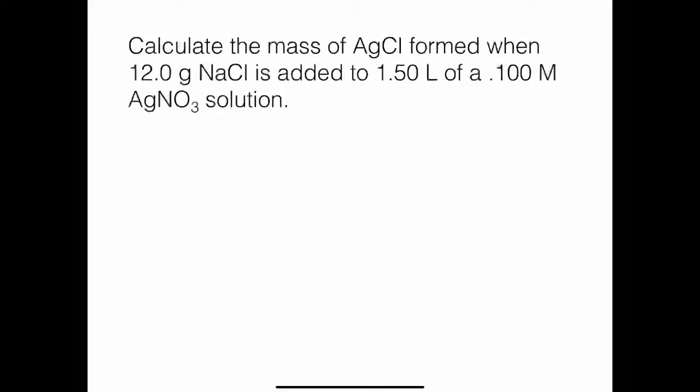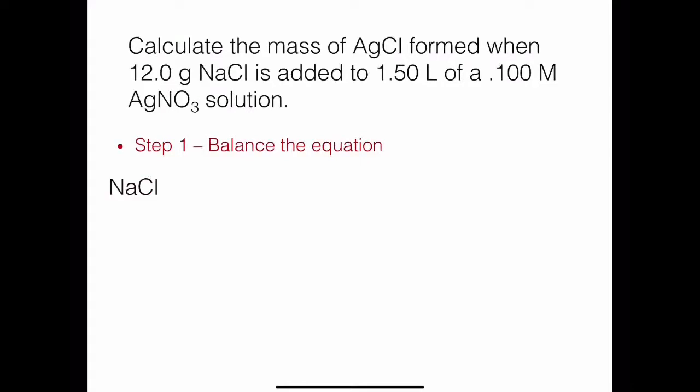So for a sample problem, we're asked to calculate the mass of silver chloride formed when 12 grams of sodium chloride is added to 1.50 liters of a 0.10 molar silver nitrate solution. There is a lot going on in this problem, but what we need to do first is to balance the equation. We have enough information to be able to do that.